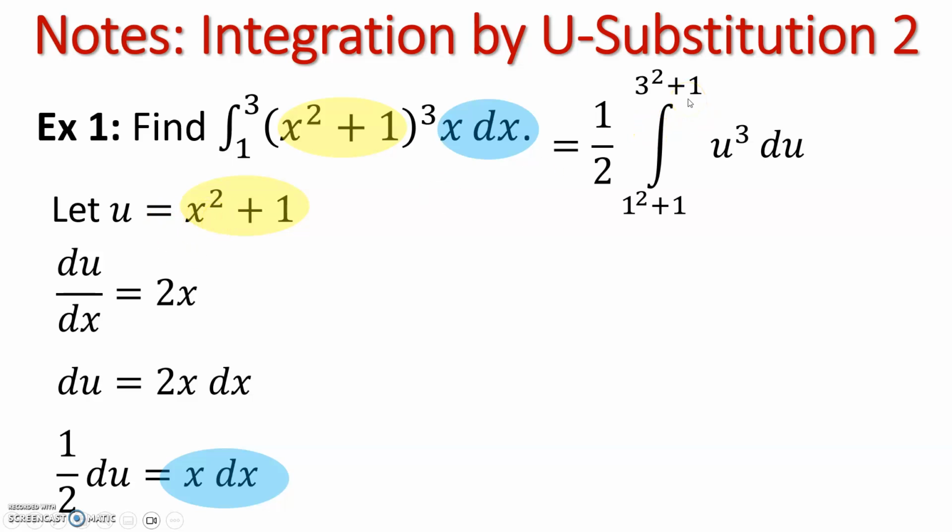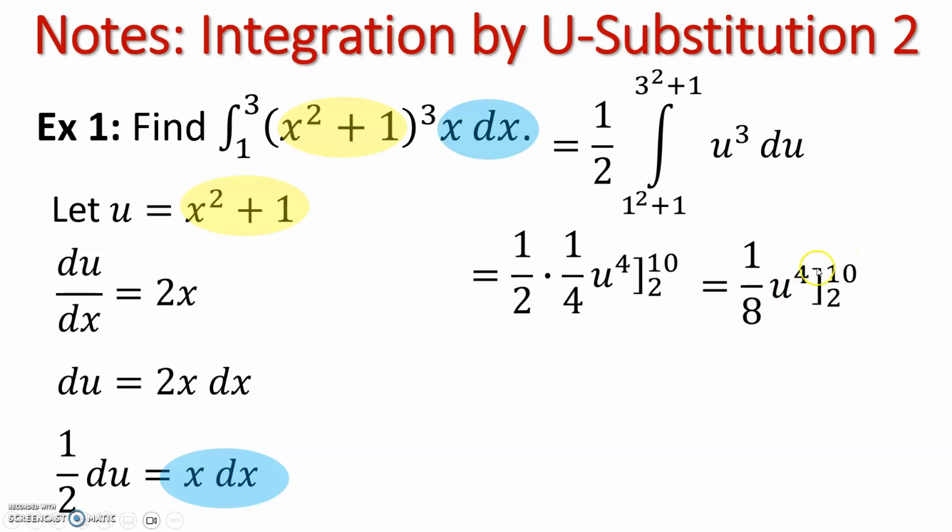Okay, now following our fundamental theorem of calculus, we take our antiderivative for u cubed, which is 1/4 u to the 4th. And then our lower bound is 2, and our upper bound is 10. 1 squared plus 1 is 2, and 3 squared is 9 plus 1 is 10. This becomes 1/8 u to the 4th from 2 to 10.